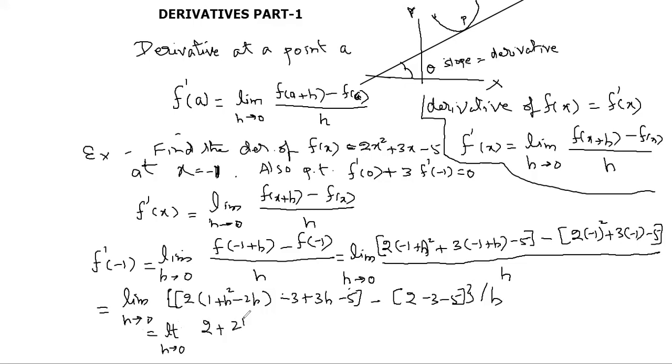2 plus 2h square minus 2 to the 4h minus 5 minus 3 minus 8 plus 3h minus 3 minus 5 minus 8 minus 8 minus 2 minus 6, and this minus and minus plus 6, divided by h. ठीक है.